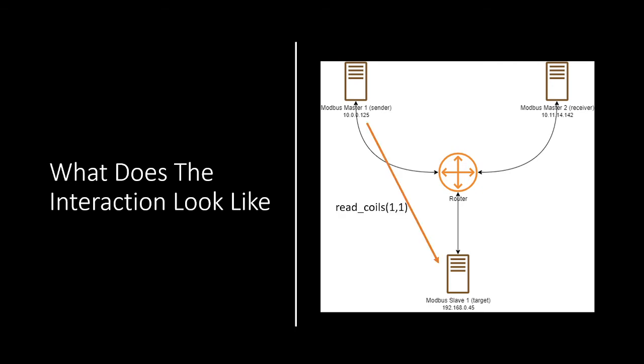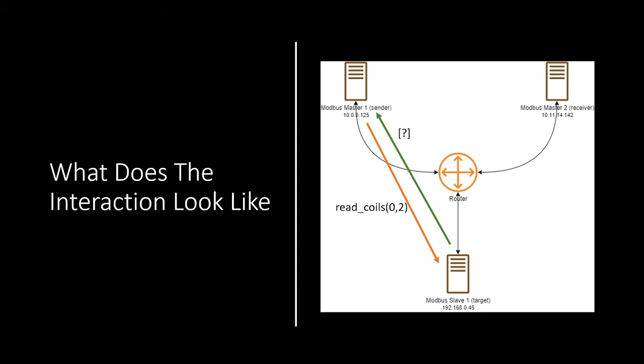So the Modbus Master 1 is going to say, hey, Modbus Slave, I want to read coil 1-1. And since that's just a normal interaction, the compromised slave is going to say, okay, here's the value of that register. The other interaction would be when we say 0-2. The slave is going to go, okay, I'll send you back this, and we don't really care about what the value is there.